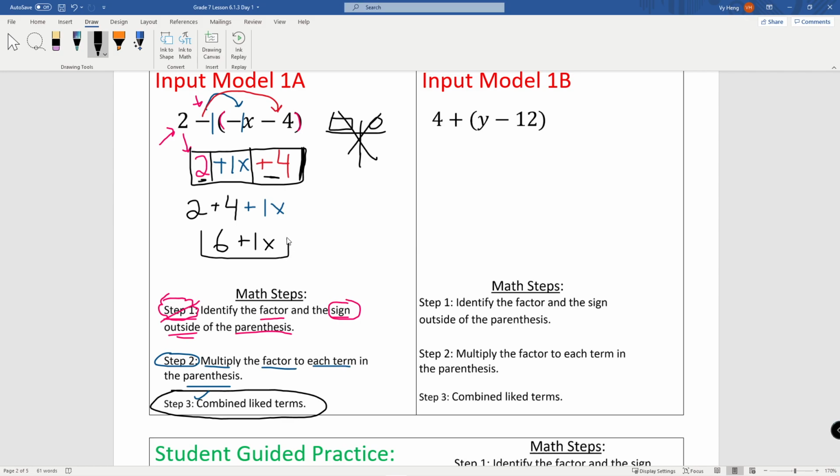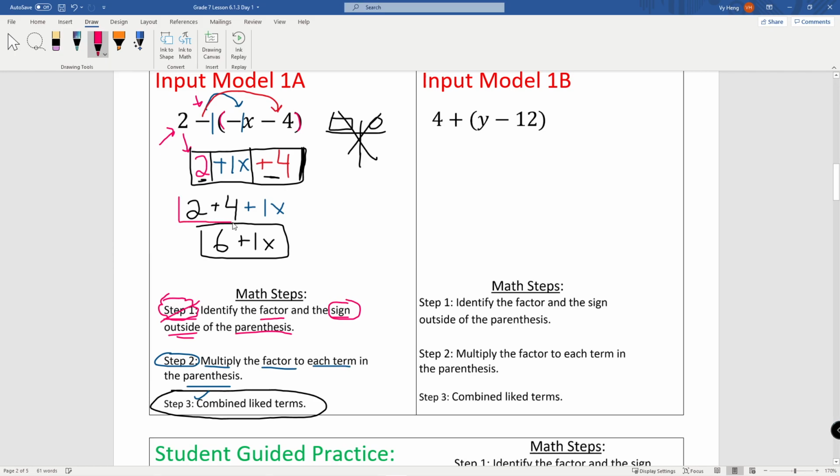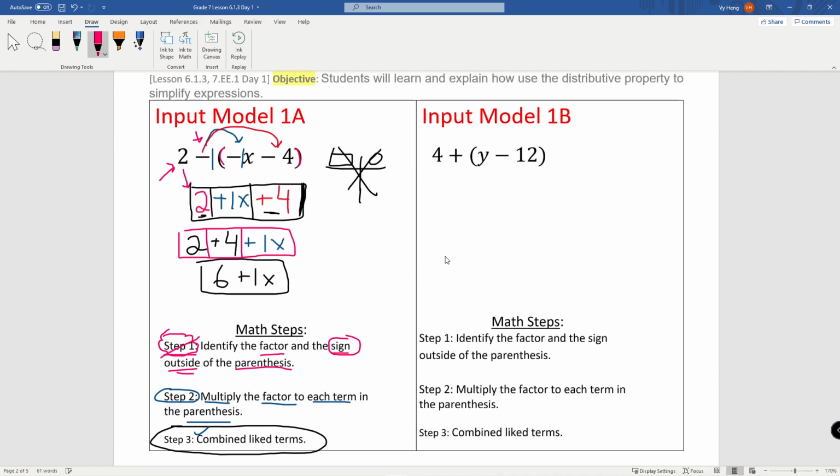Okay, so your final answer is 6 plus 1x, right? If you wanted to, we could have boxed this. And we could have done this, then this, and then 4 plus 2 is 6, and then plus 1x. That's it, okay? This one here is a little different.